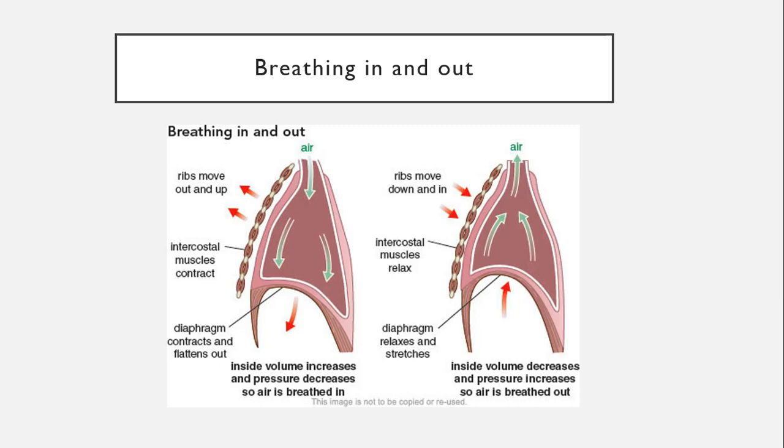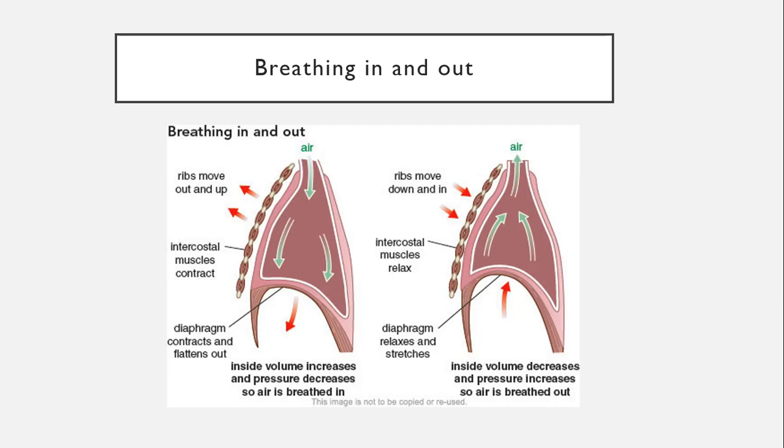So what happens now? The pressure of the air outside is greater than the pressure inside. So now the particles, the gases, are more concentrated outside. The particles move according to diffusion, down their concentration gradient, from the area of high concentration, which is outside, to the area of lower concentration, which is inside the body. So the air moves inside.